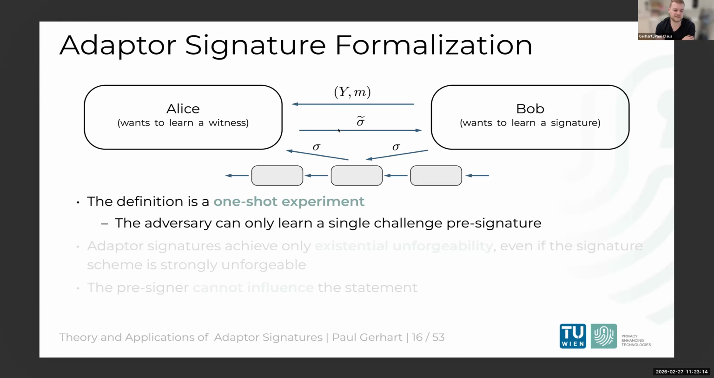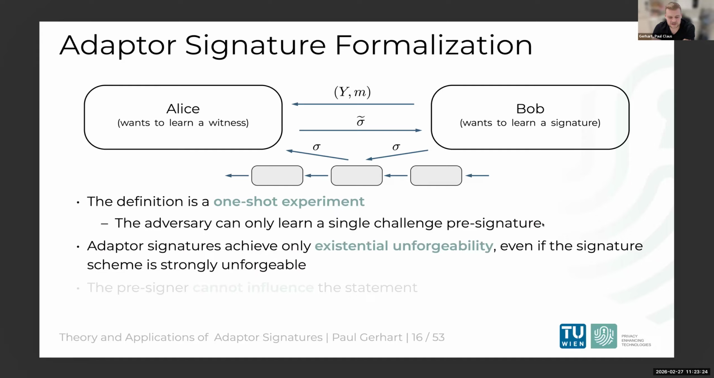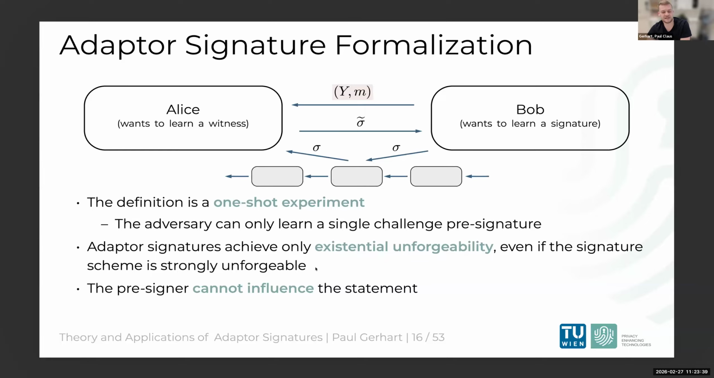However, the problem is this definition is a one-shot experiment, which means the adversary can only learn a single challenge per pre-signature, nothing more. Second, adapter signatures only achieve existential unforgeability, even if the signature scheme is strongly unforgeable and the relation is one-to-one. There are situations in proofs where people used one-more assumptions where this is a real problem. And third, the signer, which is kind of Alice, cannot influence the statement because Bob sends the statement. We found applications where Alice is actually also computing the statement, and then all kinds of stuff can go wrong.